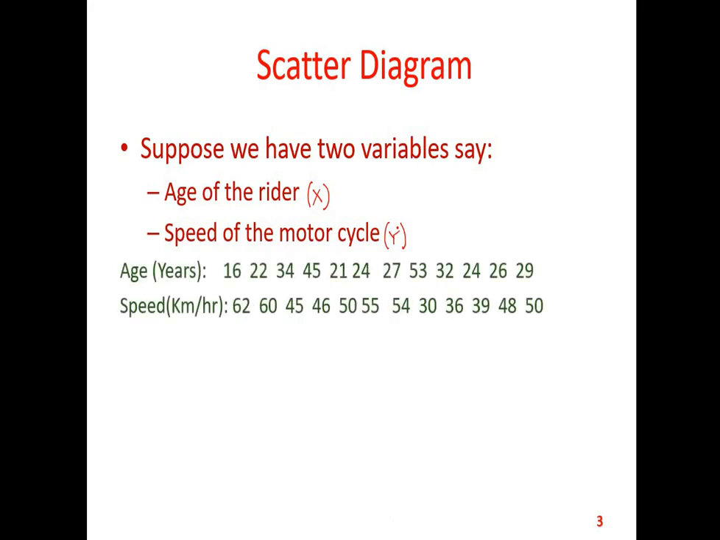So this is the data set. Age is measured in years and speed of the motorcycle is measured in kilometers per hour. So this is a 16-year-old who drives with an average speed of 62 kilometers per hour. This is another person, 22 years of age, and this is the corresponding average speed at which he or she is driving. This is what we mean by data available in pairs.